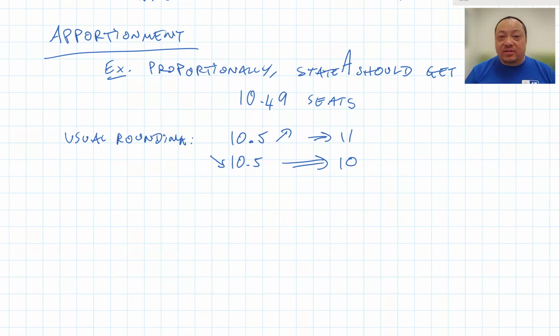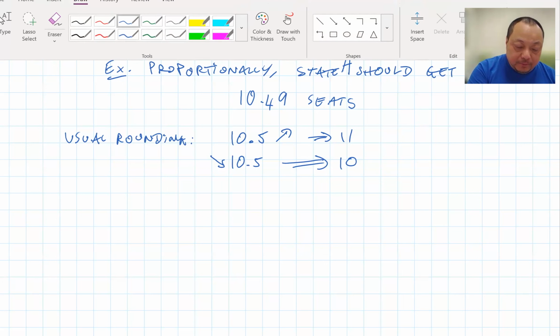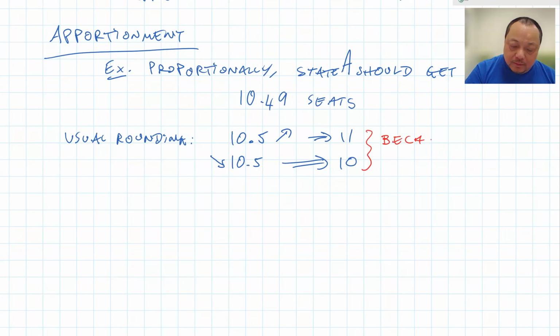Well, why 10.5? Why not 10.6 or 10.8 or 10.2? Well, because 10.5 is the midpoint of 10 and 11, if we're talking about going straight from 10 to 11 as a straight line. So in other words, the usual rounding is because 10.5 is the arithmetic mean of 10 and 11.